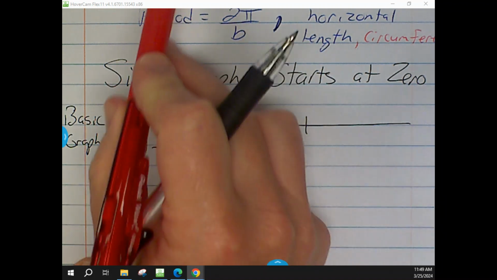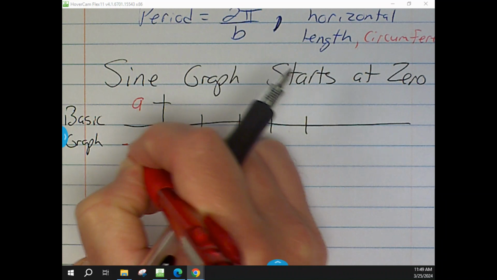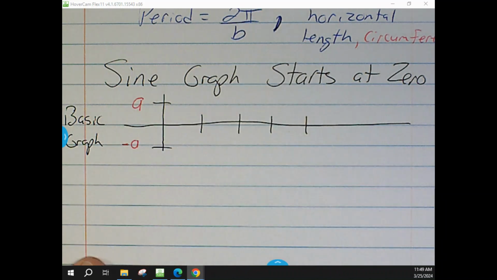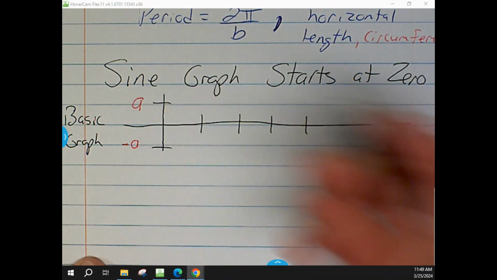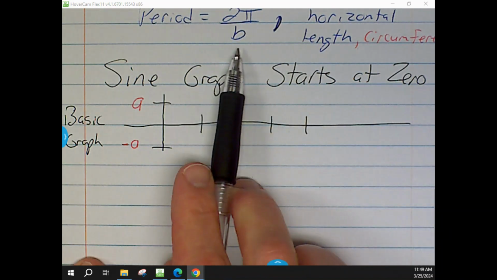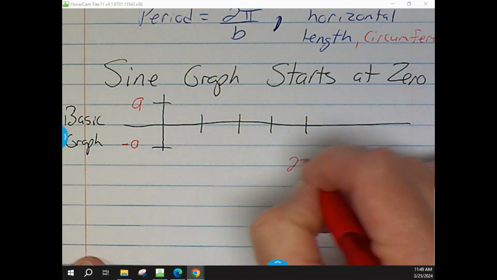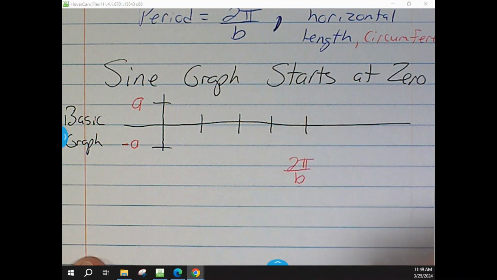Whatever this A value is, we get out of the graph up here. We're going to put A at the top. We're also going to put a negative A basically at the bottom of the graph. And that's the amplitude. You can either go up to get the amplitude or down, but we're always going to take the absolute value to make it positive. And the 2 pi over b that we get here, that's going to be the last number that we're going to have there.